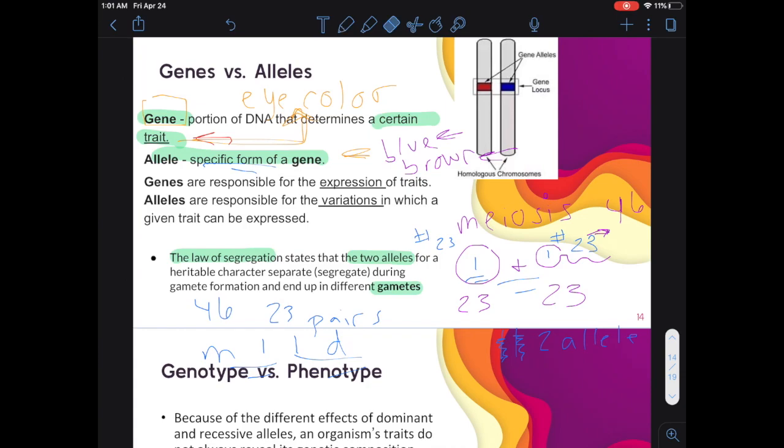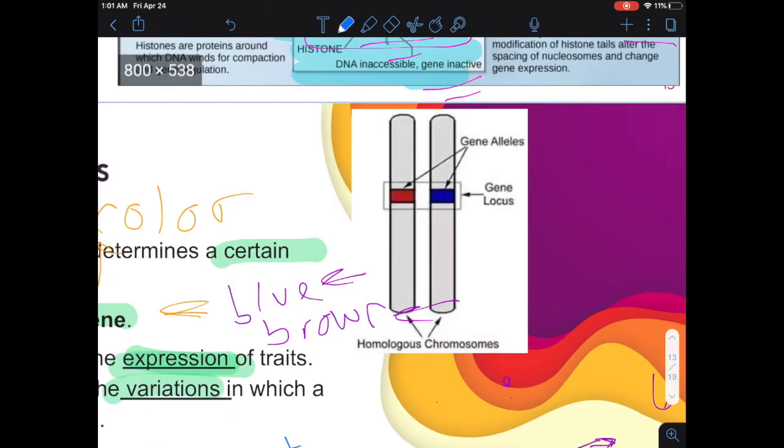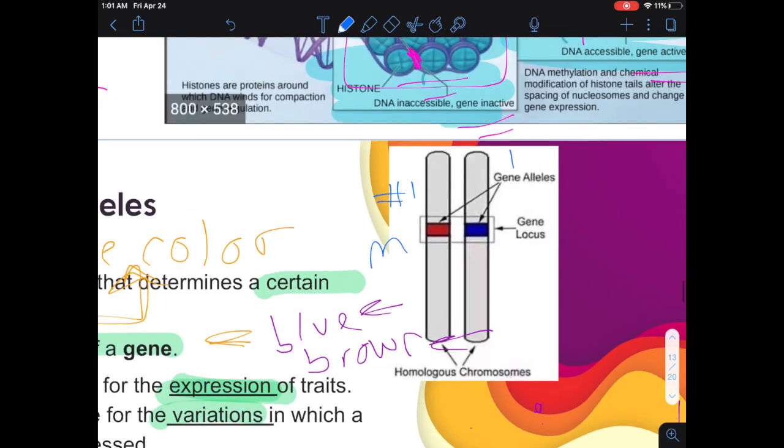Okay, now genes are responsible for the expression of traits. Alleles are responsible for the variation in which that given trait is expressed. Two chromosomes, let's say this is the number one chromosome from mom, and this is the number one chromosome from dad. Alleles are located in the same location on a chromosome, which is something that we talked about, right? These are homologous chromosomes. They code for the same genes, which means that their alleles are going to be in the same position. So this would be mom's allele for eye color. This would be dad's allele for eye color. They're located in the same location.